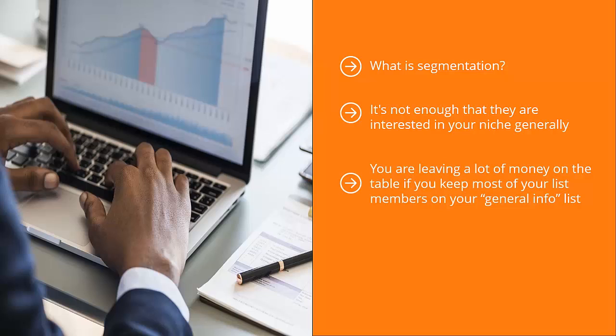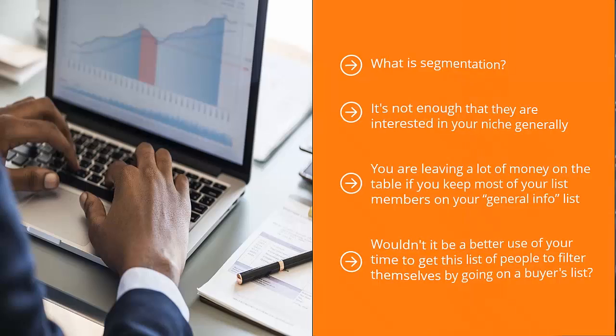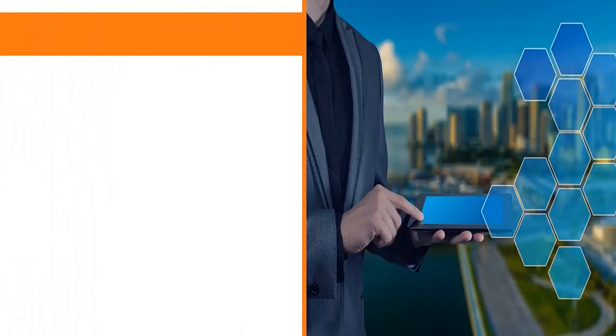You are leaving a lot of money on the table if you keep most of your list members on your general info list. You can send update after update to this general list, and I can almost guarantee that the majority of the people are probably not going to buy stuff. Wouldn't it be a better use of your time to get this list of people to filter themselves by going on a buyer's list? Once they are on your buyer's list, you can then send better crafted or more targeted emails to get them to buy stuff.